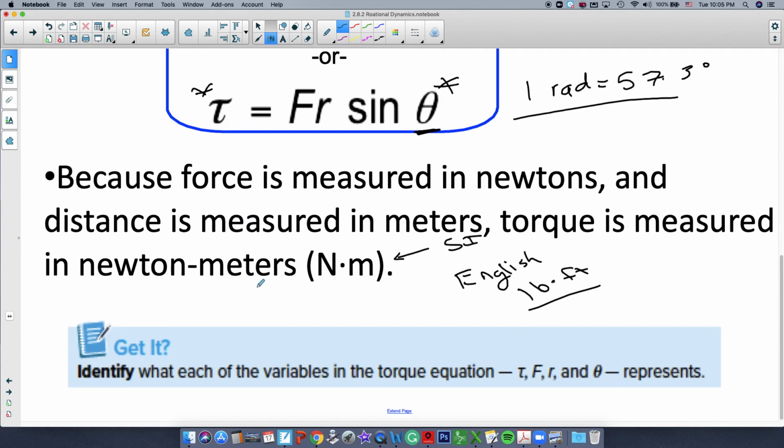Okay, so make sure you write down what these variables are. That's torque, that's force, that's radius from the axis of rotation, which is essentially our lever arm, and that is the angle that we're pushing at. Alrighty.